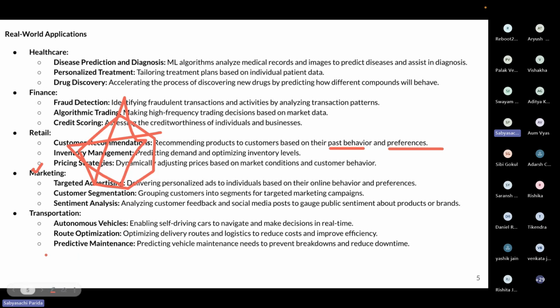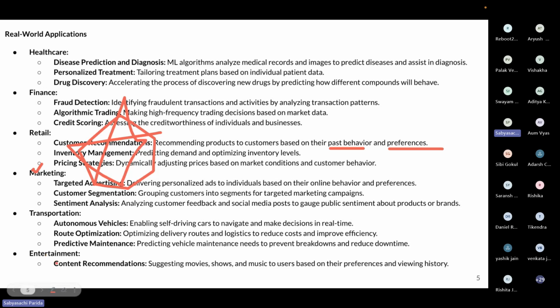And the other things are predictive maintenance and entertainment, like the content recommendation you see in Netflix, Prime Video, Hotstar. All those also have inherent machine learning models running in the background, based on your viewing history, your preferences, and your likelihood of listening to any music at any point of time in the day. The inherent models can recommend back to you.